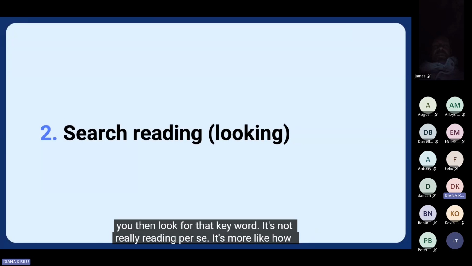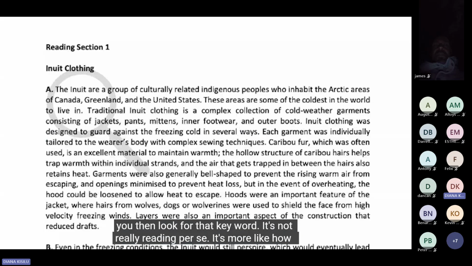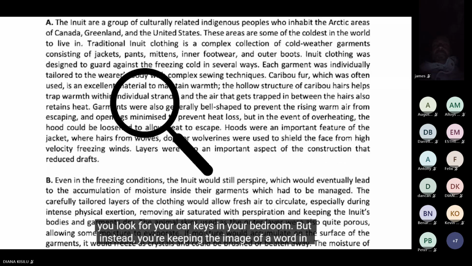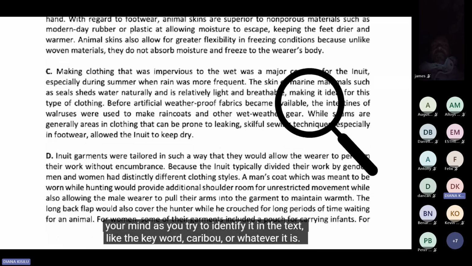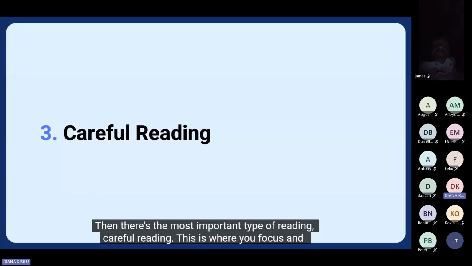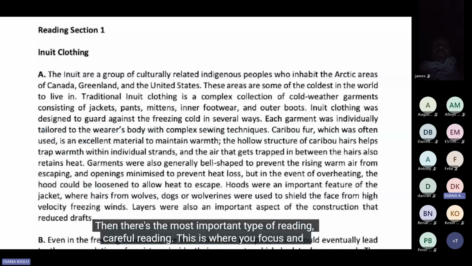It's not really reading per se, it's more like how you look for your car keys in your bedroom, but instead you're keeping the image of a word in your mind as you scan the text, like the keyword caribou or whatever it is. Then there's the most important type of reading, careful reading. This is where you focus and understand what the words mean.